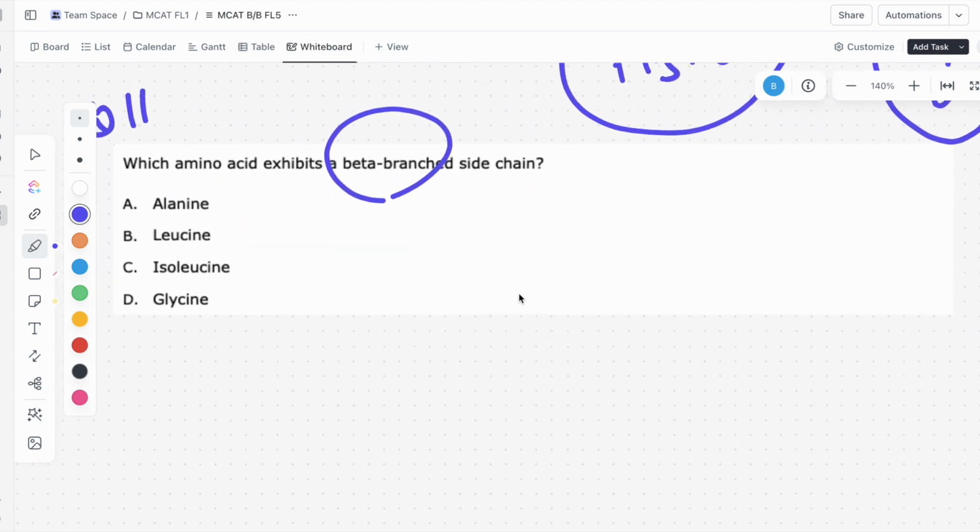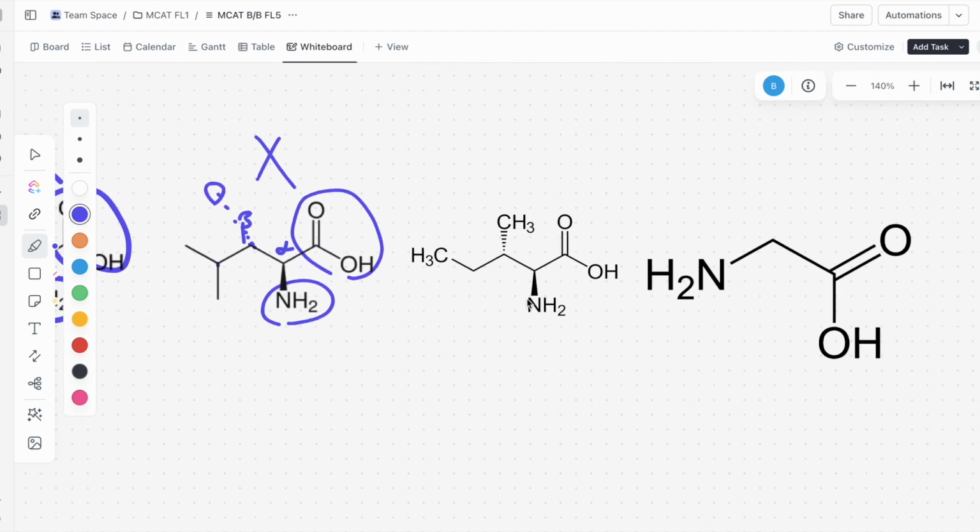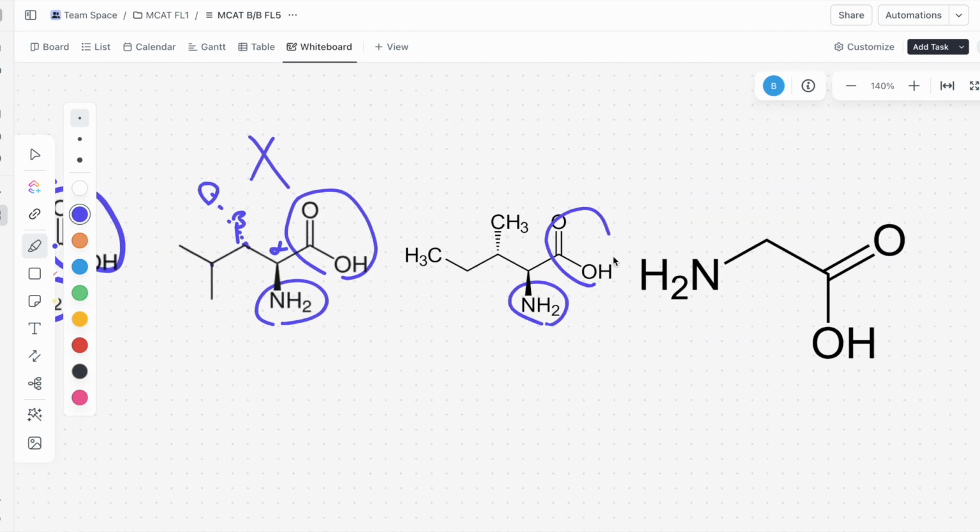Now C says isoleucine. Same thing here, this is the alpha, this is the beta. You'll notice here on the beta carbon, you have one carbon and it's branched out. There's another carbon attached here. Because there's two groups here, that means this beta carbon is branched, making isoleucine. This seems like a pretty good answer for a beta branched amino acid, right? The beta carbon is branched. So this looks like it checks out so far.